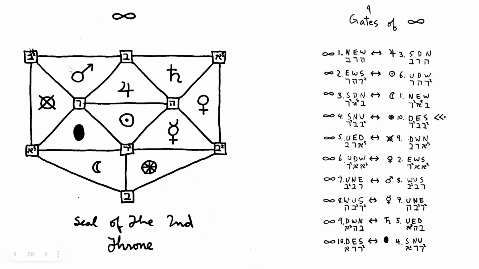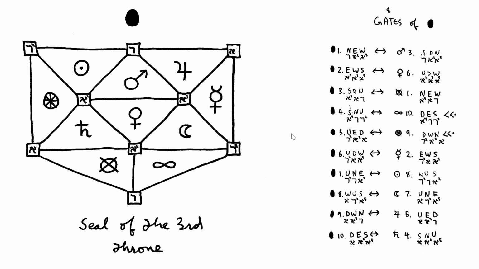So here's the seal of the second throne. This is a Bet here. This is the second Bet, right? Abrahadabra. Okay, and so that's the map of Chokhmah, and this is Binah.